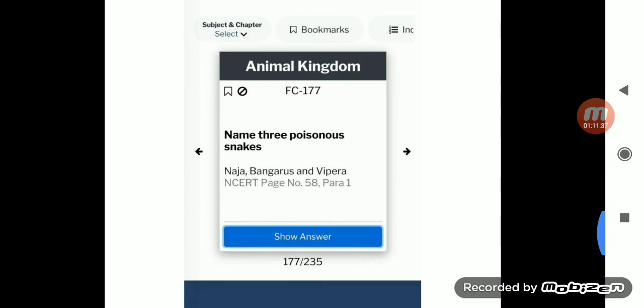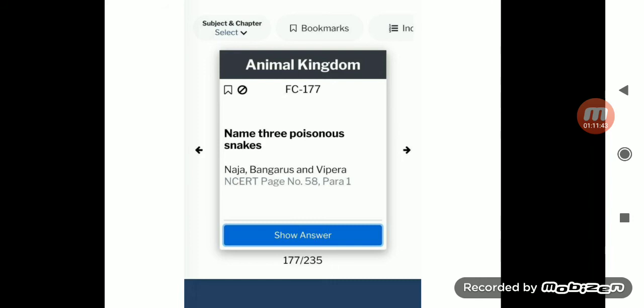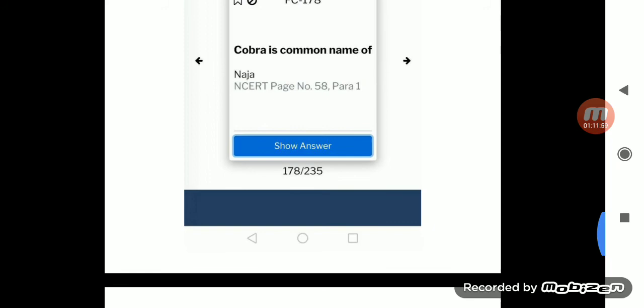Name three poisonous snakes: Naja, Bungarus, and Vipera. Cobra is the common name of Naja.